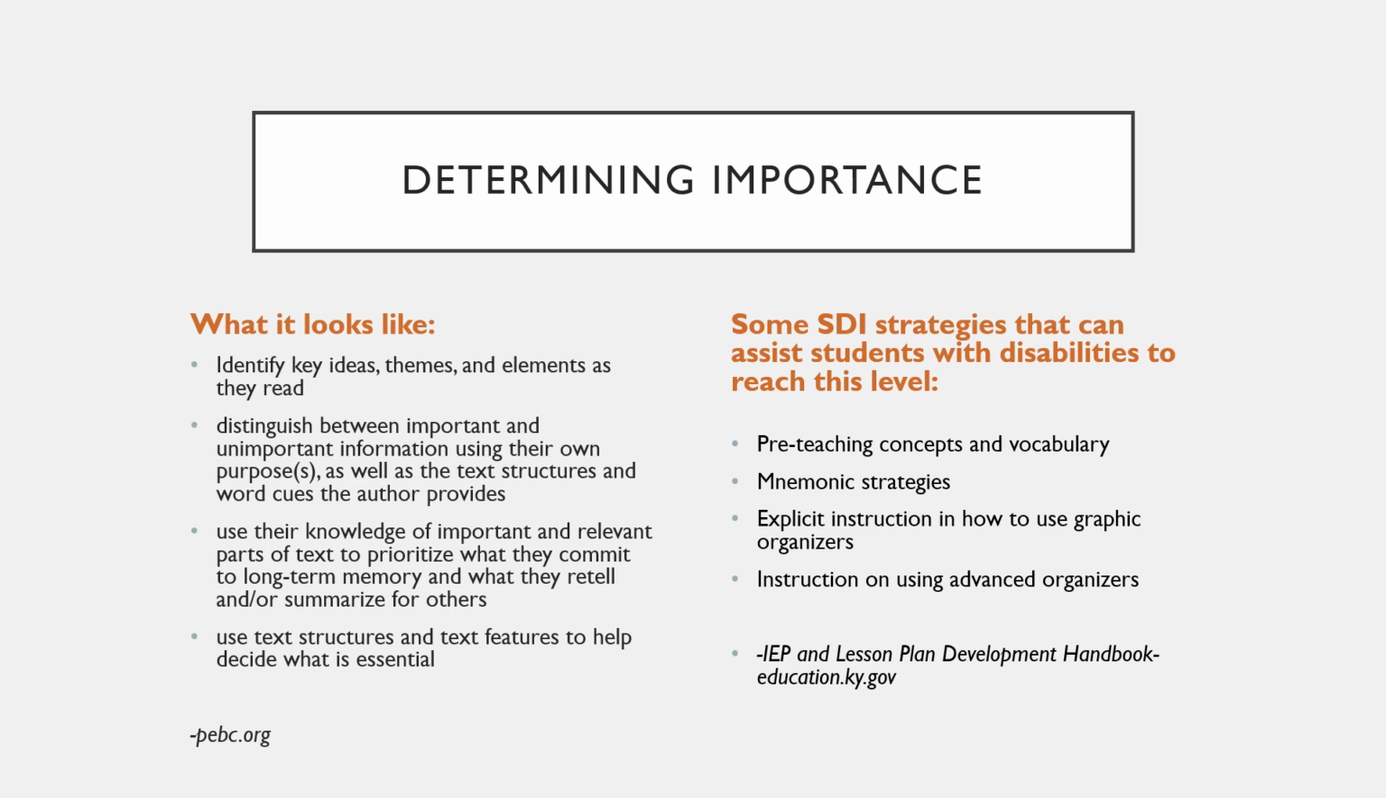And also some mnemonic strategies. These are strategies that will help them develop memory that they can use to recall information. And explicit instruction in how to use graphic organizers. Again, that's a big one, just a good visual cue for them. And then instruction on the advanced organizer. So you can start out simple and then go to the more advanced one to be able to pull out the details and the important piece of the story, and determine what's essential and not essential in a story.